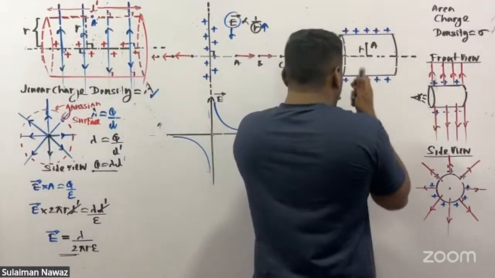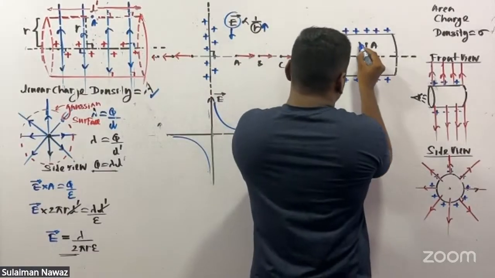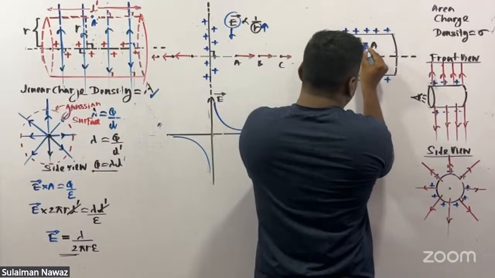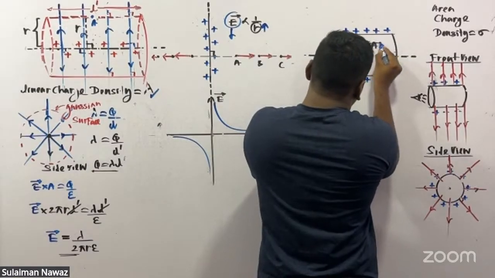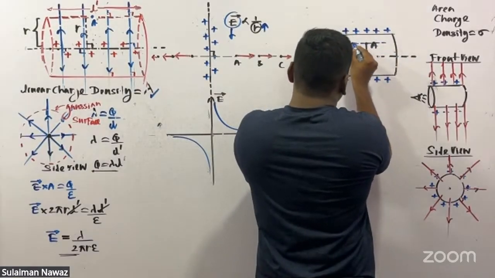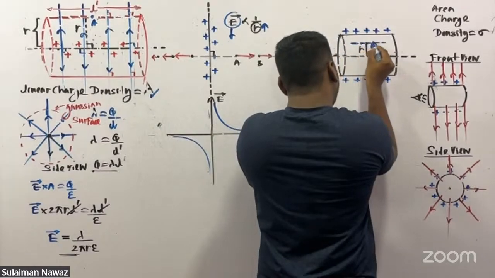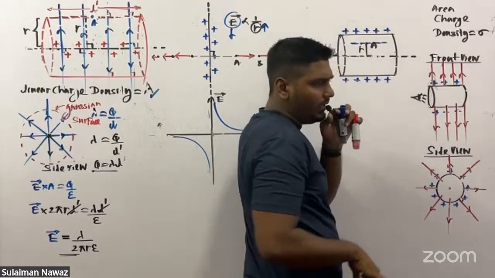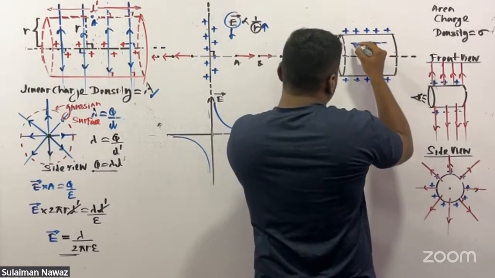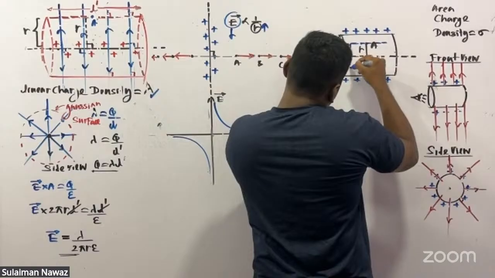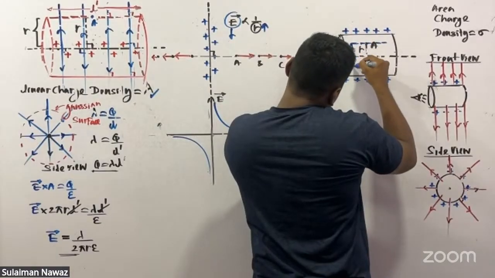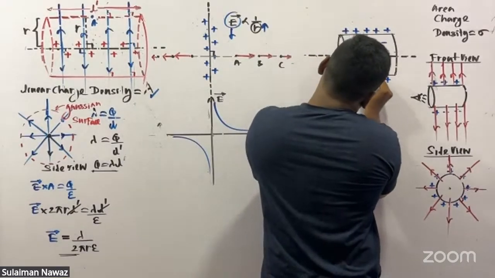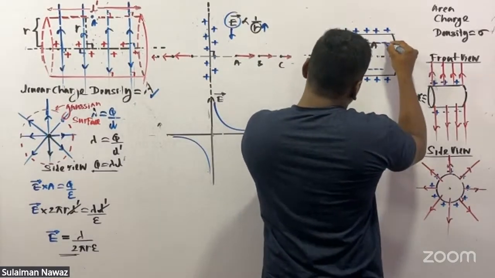If I select a cylindrical Gaussian surface, a Gaussian cylinder of radius R1, you can define the length that you prefer. Let's say the length is L1. My Gaussian cylinder length is going to be L1.